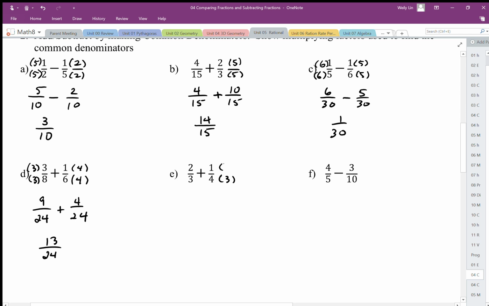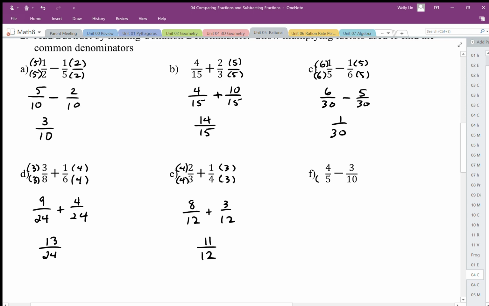The common denominator here is 12, so we need to multiply top and bottom by 3 on the right-hand side, and by 4 on the left-hand side. So again, now we have the same size pieces. This is counting the number of pieces, so we're going to have 11 pieces, and the size of pieces stays the same. We have 1/12 pieces.